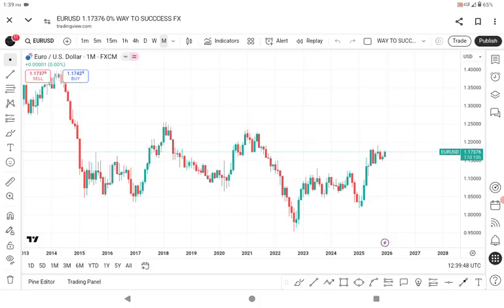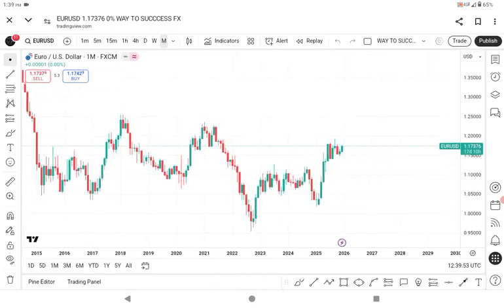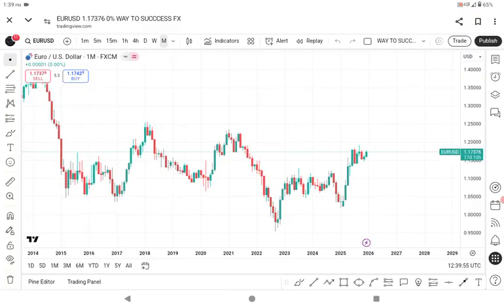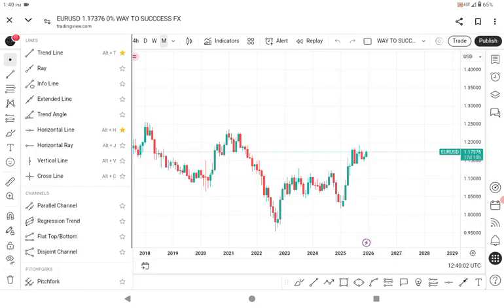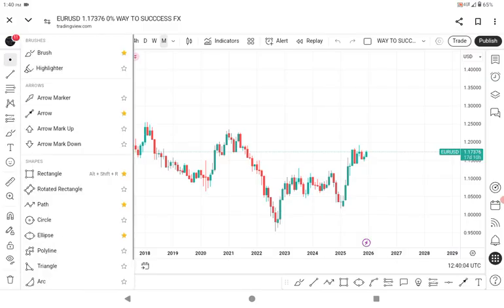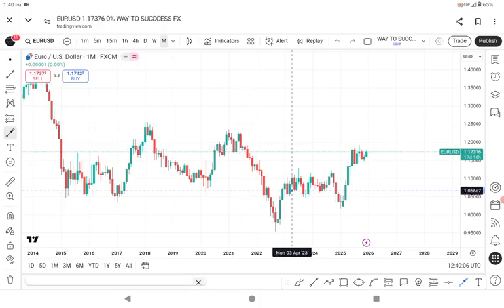So here we are on the monthly time frame on Euro USD, and all you can see here is that the market is strongly bullish. The monthly candle is strongly bullish, heading to the upside. So if we should mark, use the arrow here.